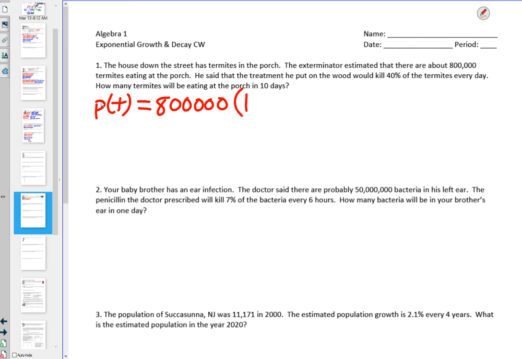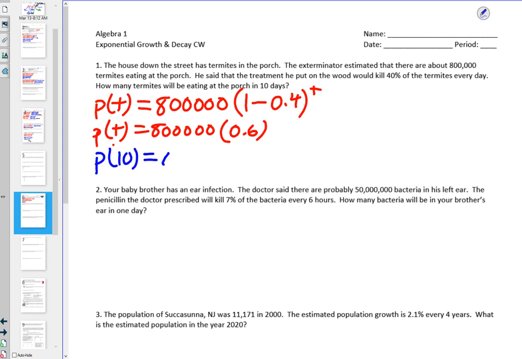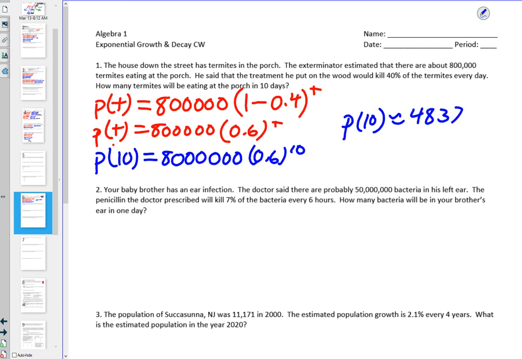We start with 1. When you get treated for termites, are you adding termites or killing termites? Yeah, you're killing them. So 40% is 0.4, and the base is 0.6 to the power of time. So termites is 800,000 times 0.6 to the amount of time. How many days are going to pass by in 10 days? 10. So if you take 800,000 times 0.6 to the 10th, that gives you around 4,837. We'll continue on this tomorrow.